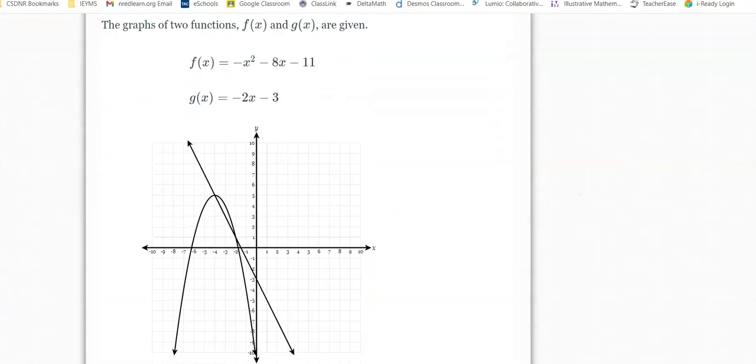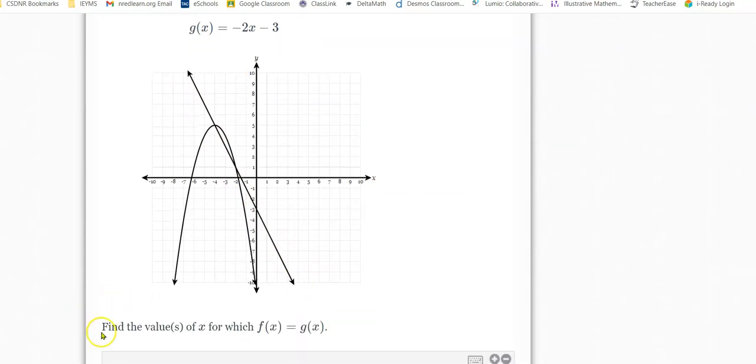So we're going to take a look at two functions here. One of them is called f of x, and the other one is called g of x. And f of x is a quadratic, so that means it's the parabola here. And g of x is linear, so that means it's this straight line. The question at the bottom of the screen says, find the value or values of x for which f of x is equal to g of x.